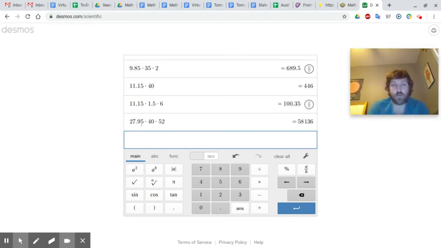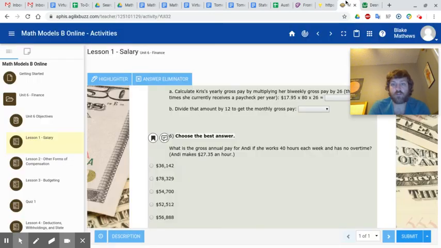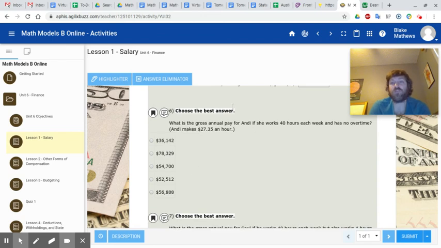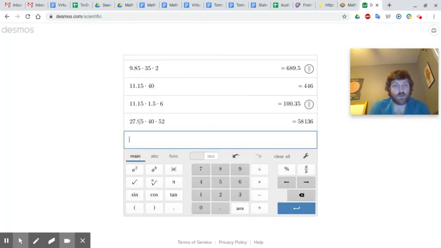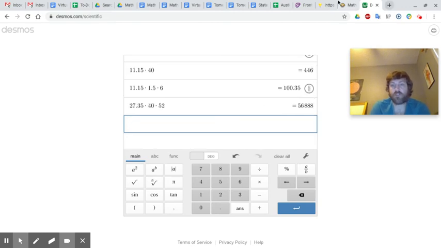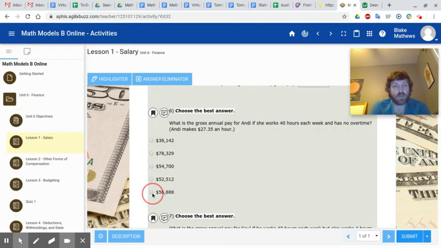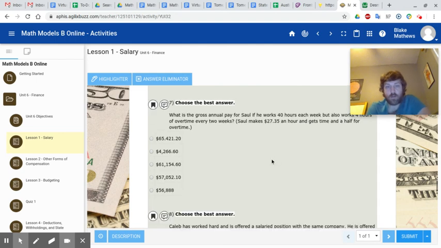So this is the hourly wage times the number of hours times the number of weeks, and then that's our answer for that one. I didn't get the answer they got. Oh, I did $27.95. I should have done $27.35. Let's fix that. There we go. $56,888. There we go. All right.